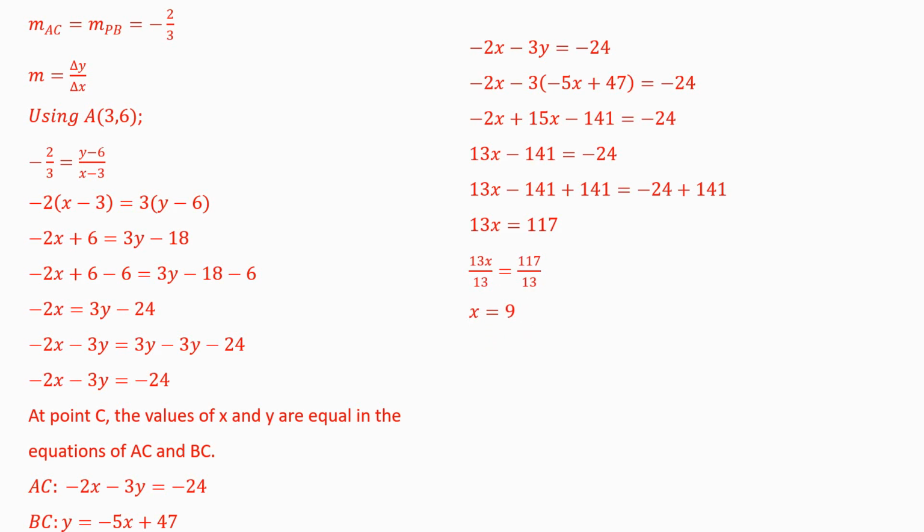Then we go back to our equation y to find the value of y, and y is equal to negative 5x plus 47. So we substitute with the value of x, which is 9. We have negative 45 plus 47, which is equal to 2. And so the coordinates of point C, which is the same as x, y, is equal to 9, 2.